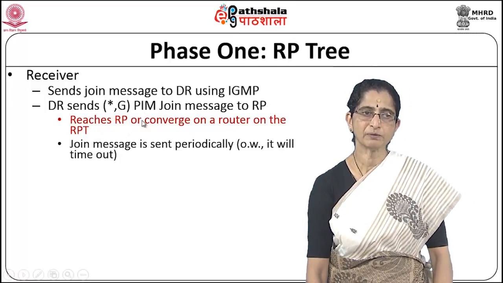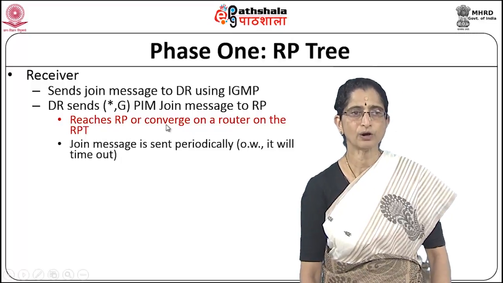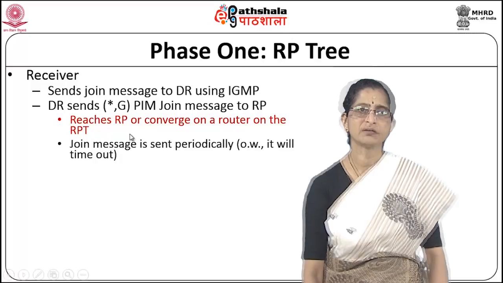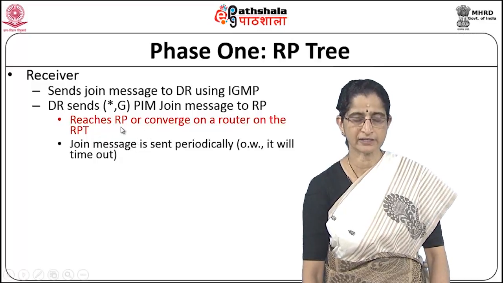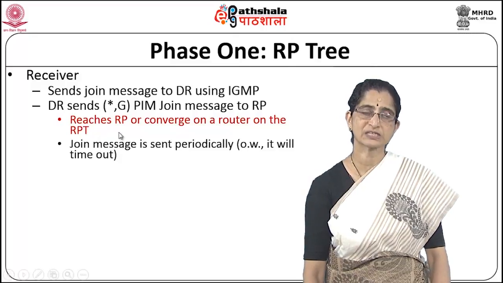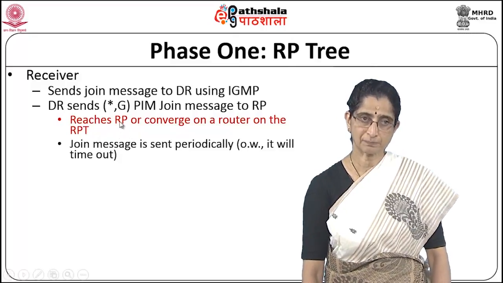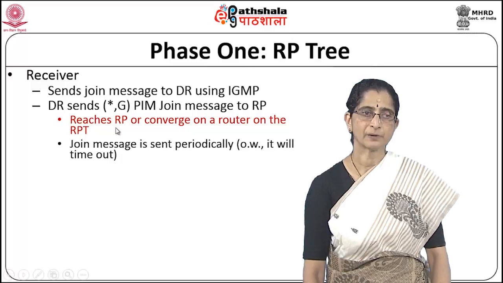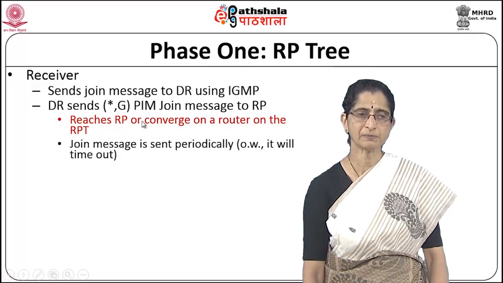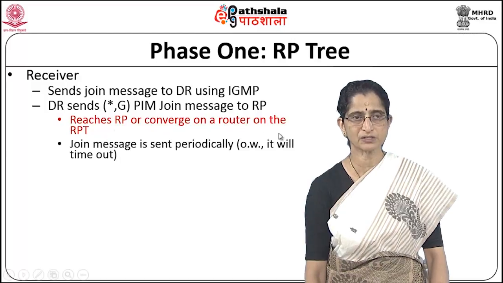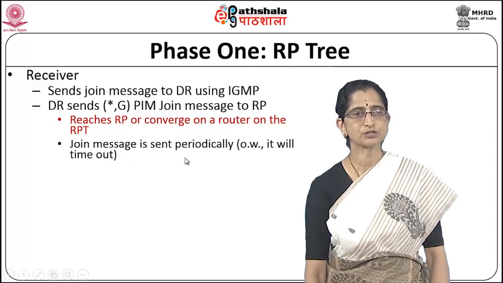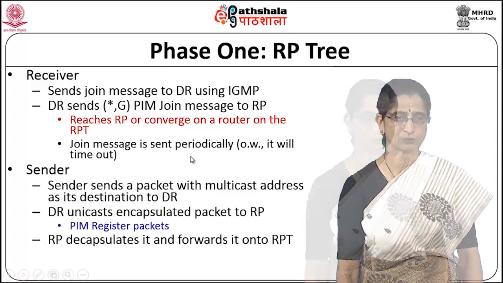Now this PIM join message will either reach the RP or it will converge on a router on the RP tree. There is already some other DR, or router, that has already sent a message, and this message also goes to the same router on that path. Then this message that is being sent need not really go all the way up to the RP, but it will stop at that particular router. So it converges on an intermediate router. And this join message is also sent out periodically, otherwise it will time out.